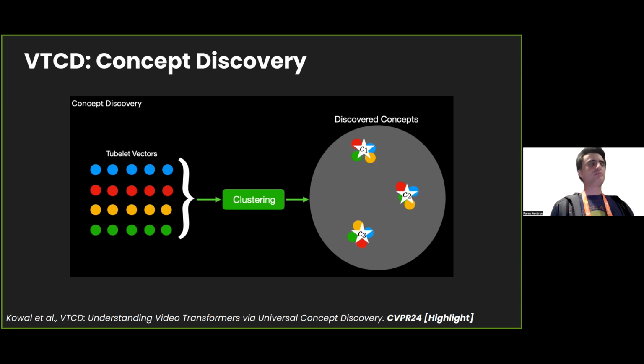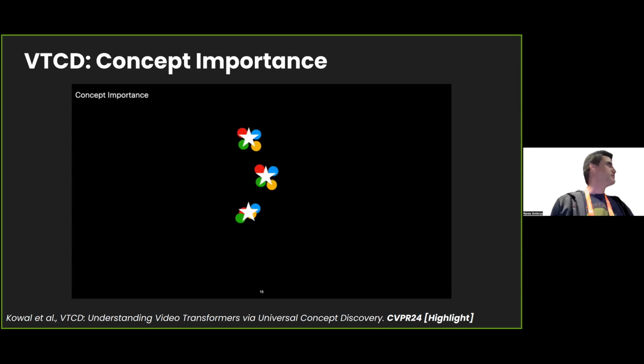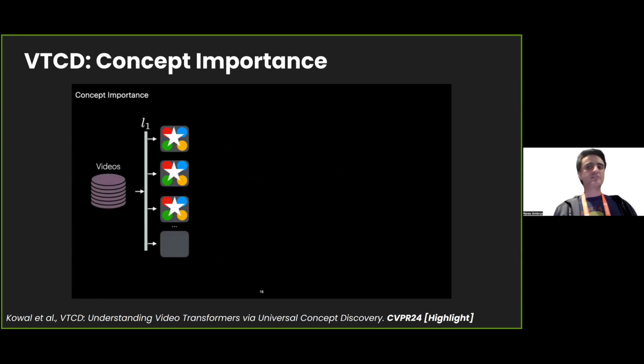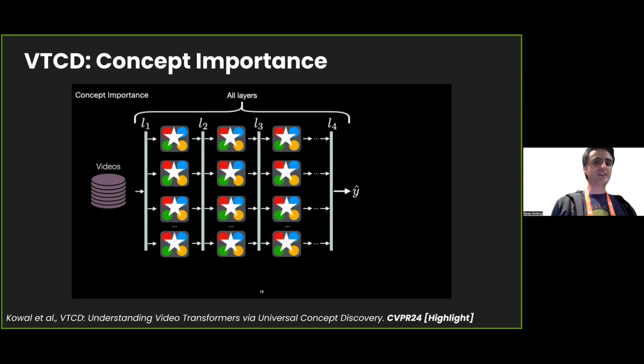Once we have concepts, the next step is ranking them. We want to be able to say this particular concept corresponds to this part in the image or in the video, and this is how it affects model performance for a particular task. This is the second part of the method, which looks at quantifying concept importance. The way we do this is we first repeat the concept discovery process for all the heads in the model and all the different layers.